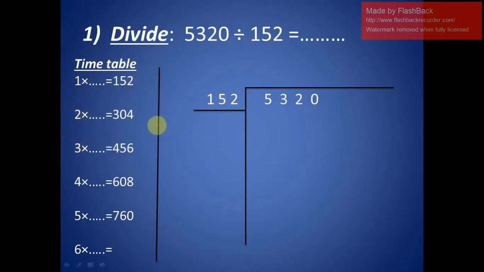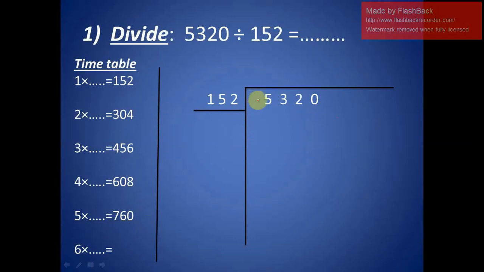2 times 152 equals 304. 3 times 152 equals 456. 4 times 152 equals 608. 5 times 152 equals 760. If we need more multiples, I will continue 6 by, 7 by, 8 by, but 5 by is enough. If I need, I will continue. Then we will go to the start of the division.